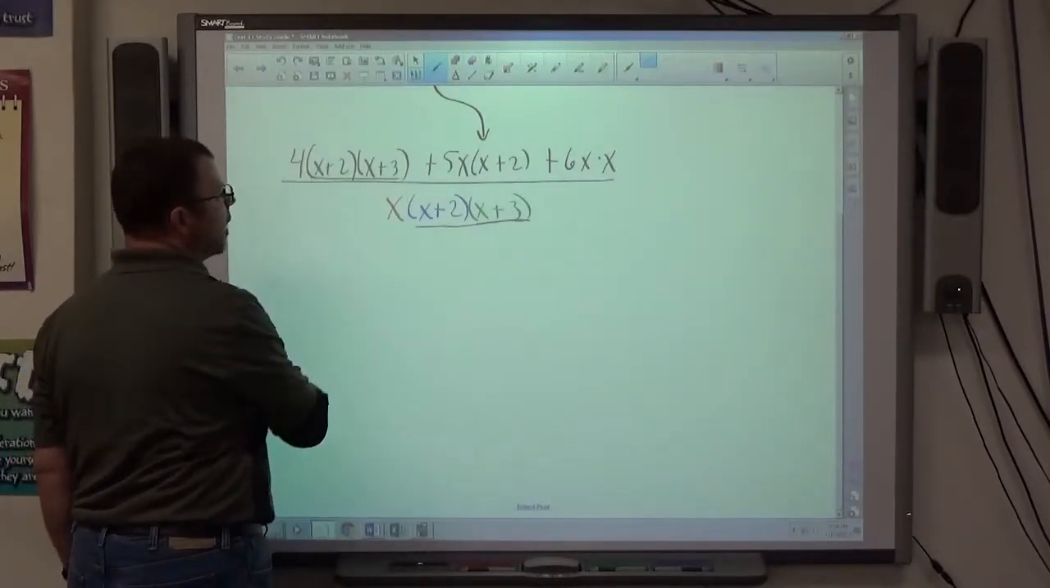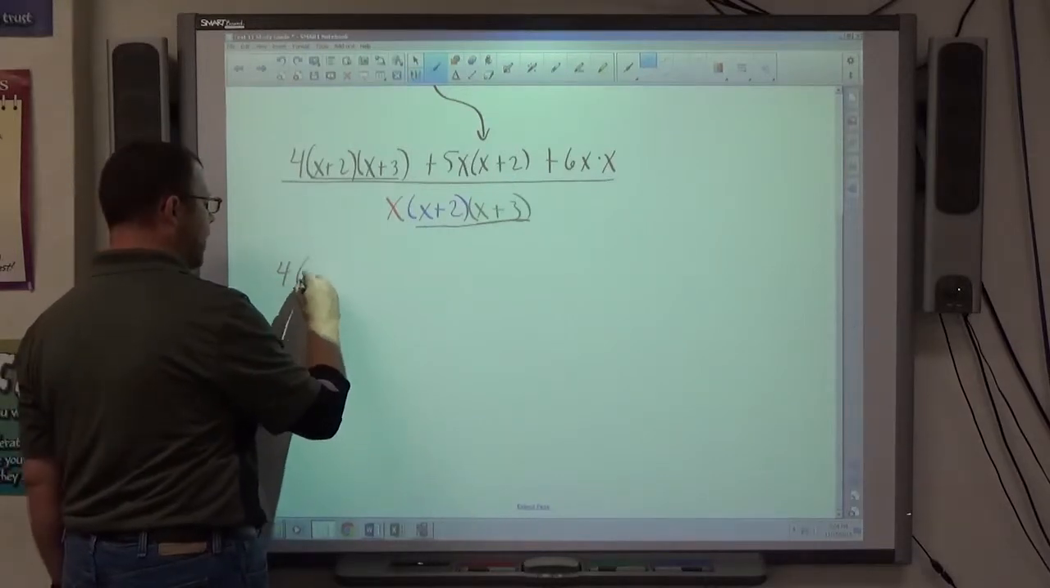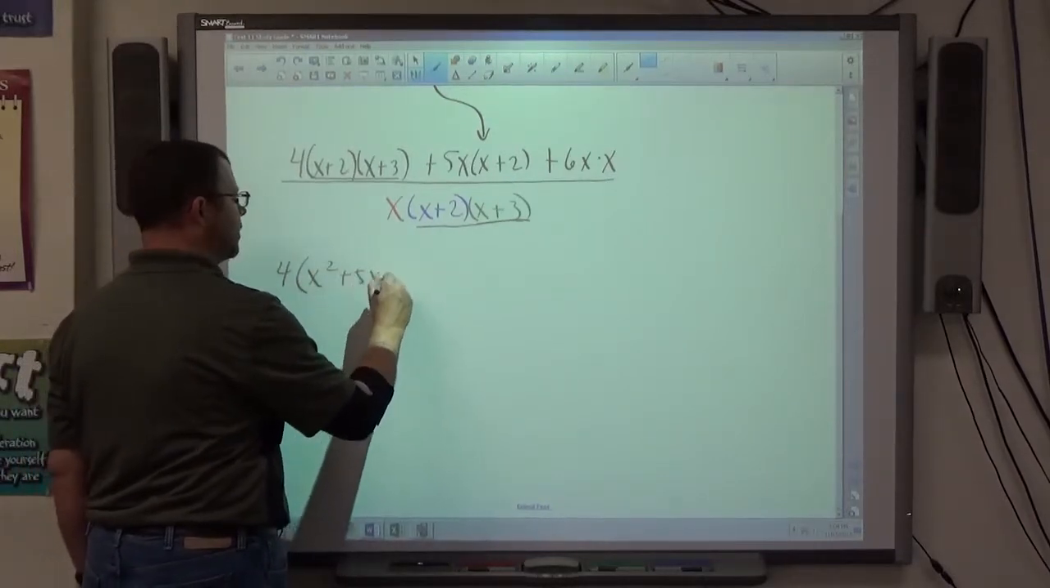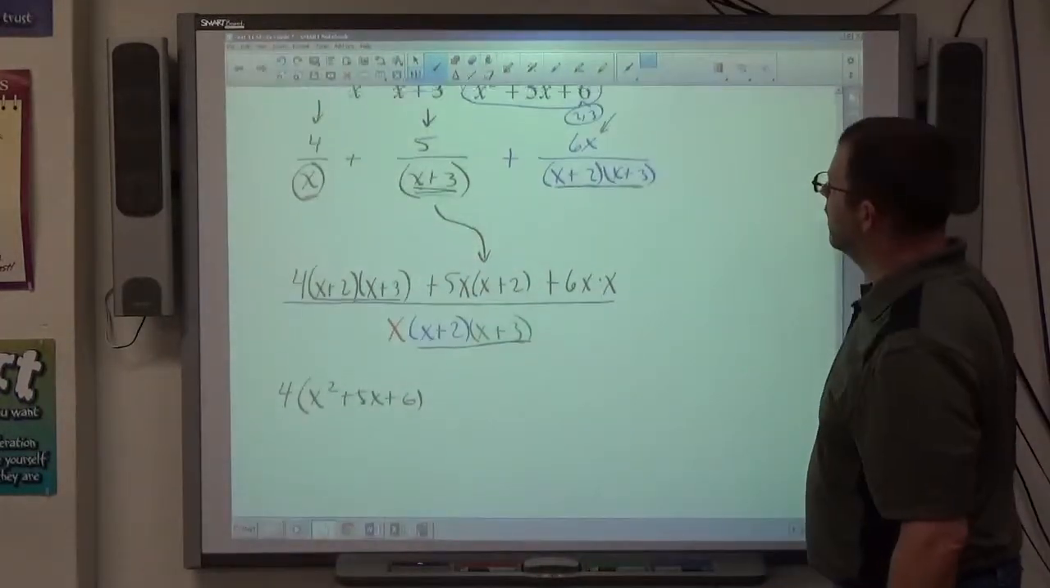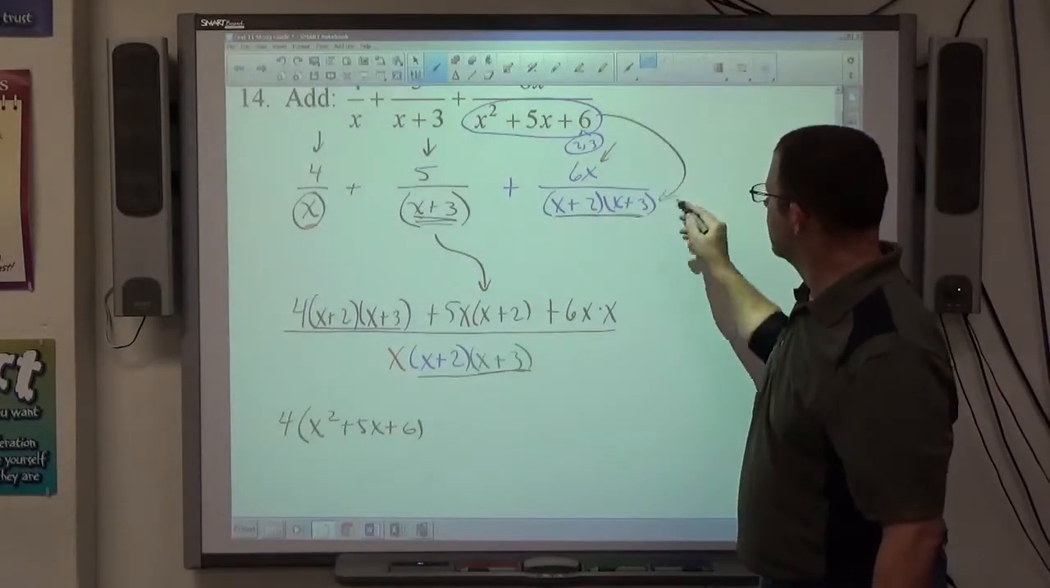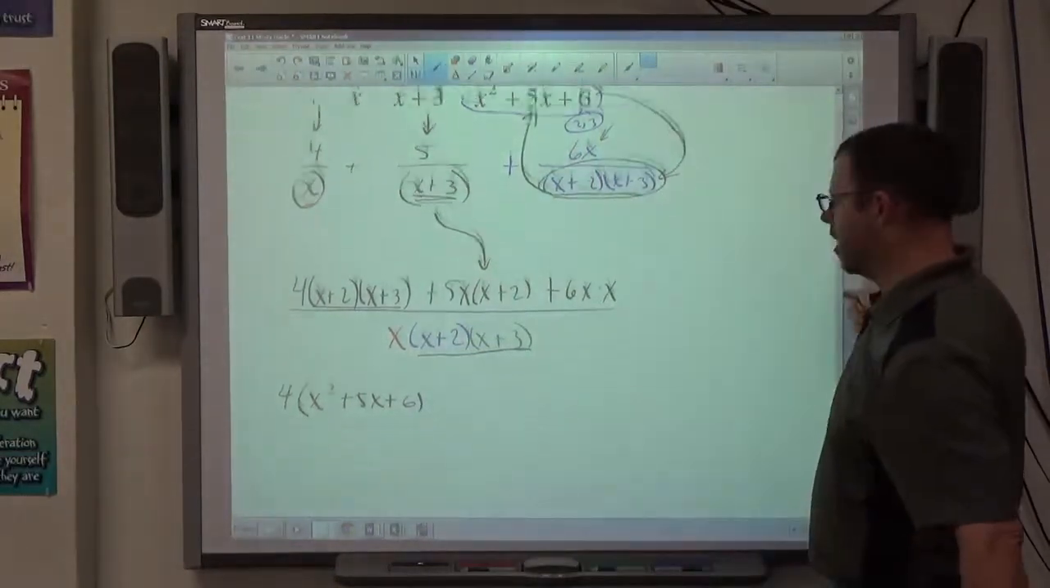This is a binomial times a binomial, so if I do quadratic, or I should say FOIL, I'm going to get x squared plus 5x plus 6. Another way of doing that same product, very easily, is we just went from here to here, and now we're here and we're going back to there. So it's pretty simple. It should be right there on your paper.